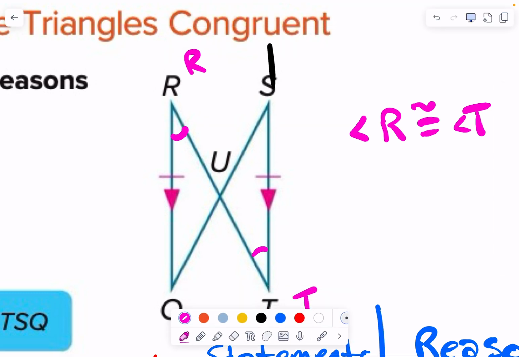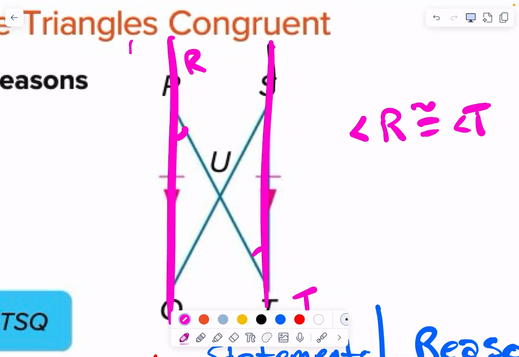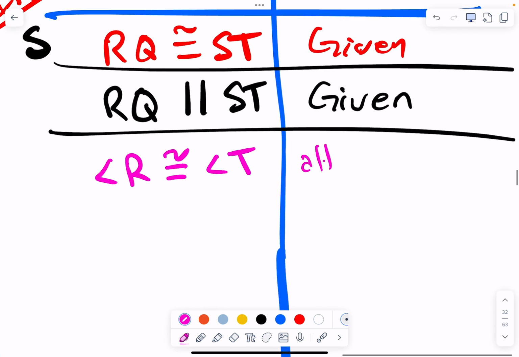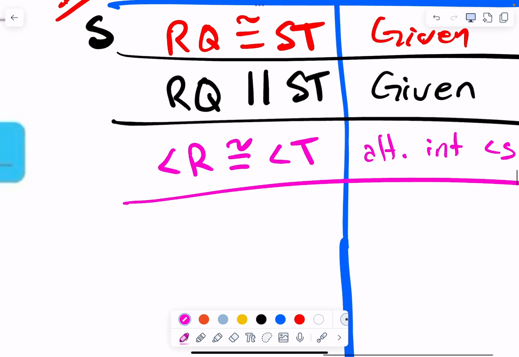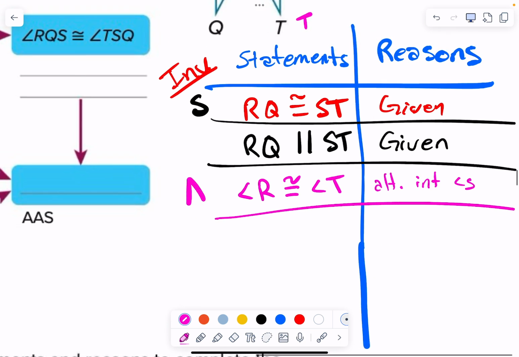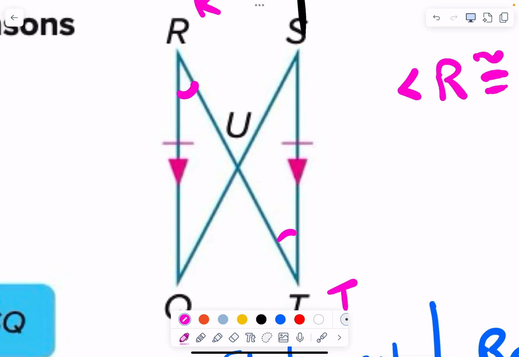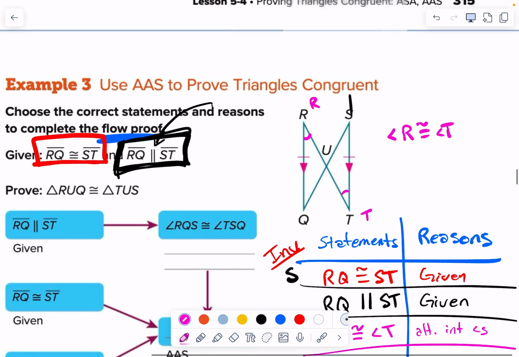Alternate interior. Here's my parallel lines. Here's my transversal. Those are alternate interior angles, yeah? Alternate interior angles. That's that. That gave me a what? Angle. Okay. What else do I know?